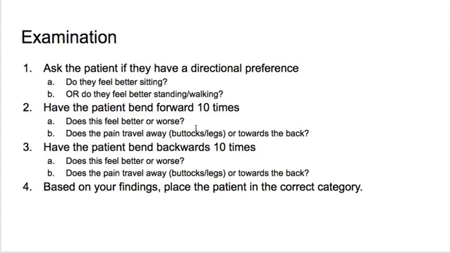Then during the examination, we'll have the patient bend forward 10 times, ask them if their pain's getting better or worse, and also where their pain's located. Then we'll have them bend backwards 10 times, and ask again if their pain's getting better or worse and where it's located. Based on whether the pain peripheralizes or centralizes during those 10 repetitions, we'll prescribe either a flexion or extension type of movement.